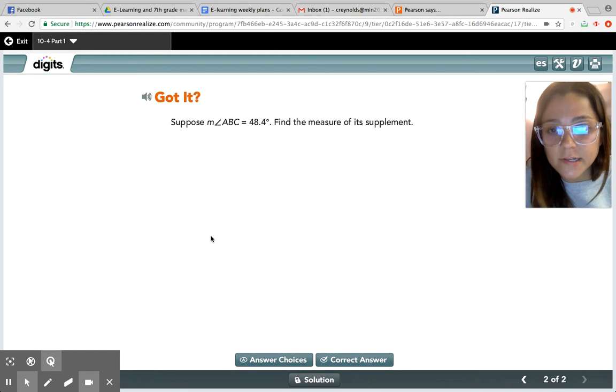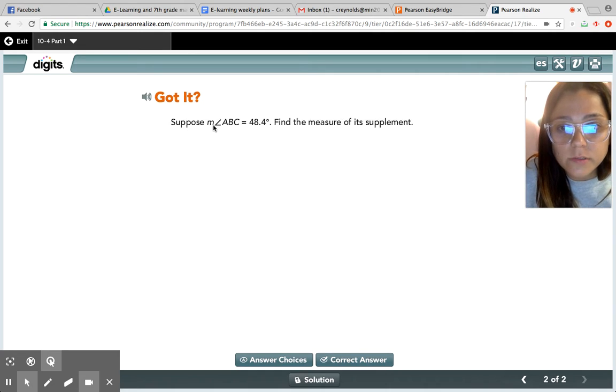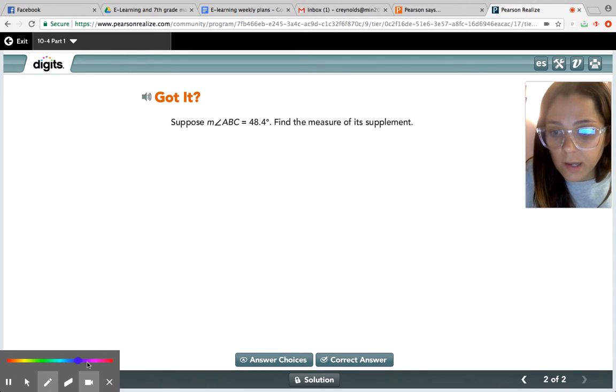So I just realized that I skipped a problem in part 1, so I'm going to go back. It says, suppose the measure of angle ABC is equal to 48.4 degrees. Find the measure of its supplement. So obviously they don't give us a picture, it's just a blank space, so I'm going to draw the picture the best that I can.